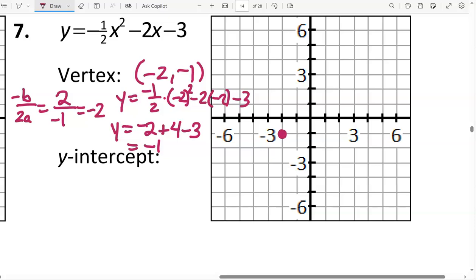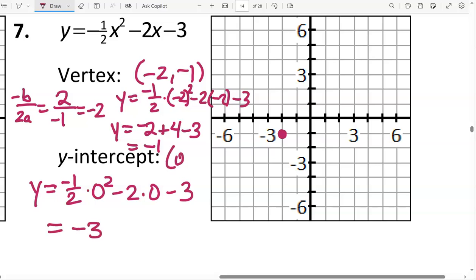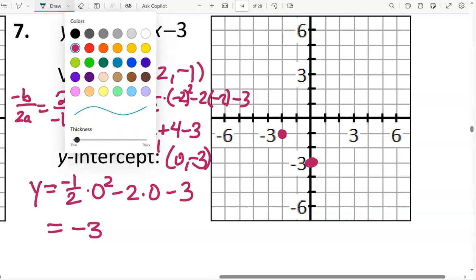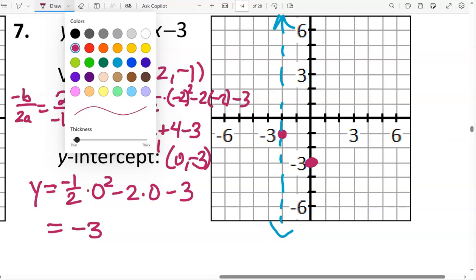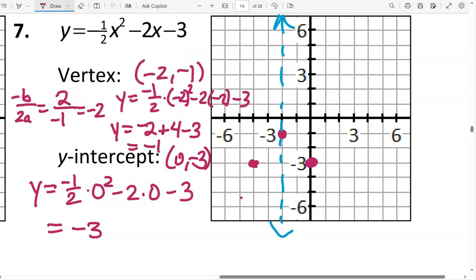Let's plot that point. The y-intercept is the point where x is equal to 0. So -1/2 times 0 squared minus 2 times 0 minus 3, and that's equal to -3. So our y-intercept is (0, -3). We know that the vertex is contained on the axis of symmetry. So the y-intercept, if reflected over that axis, will provide us with that third point on the graph. And that gives us enough to provide a fairly decent graph.